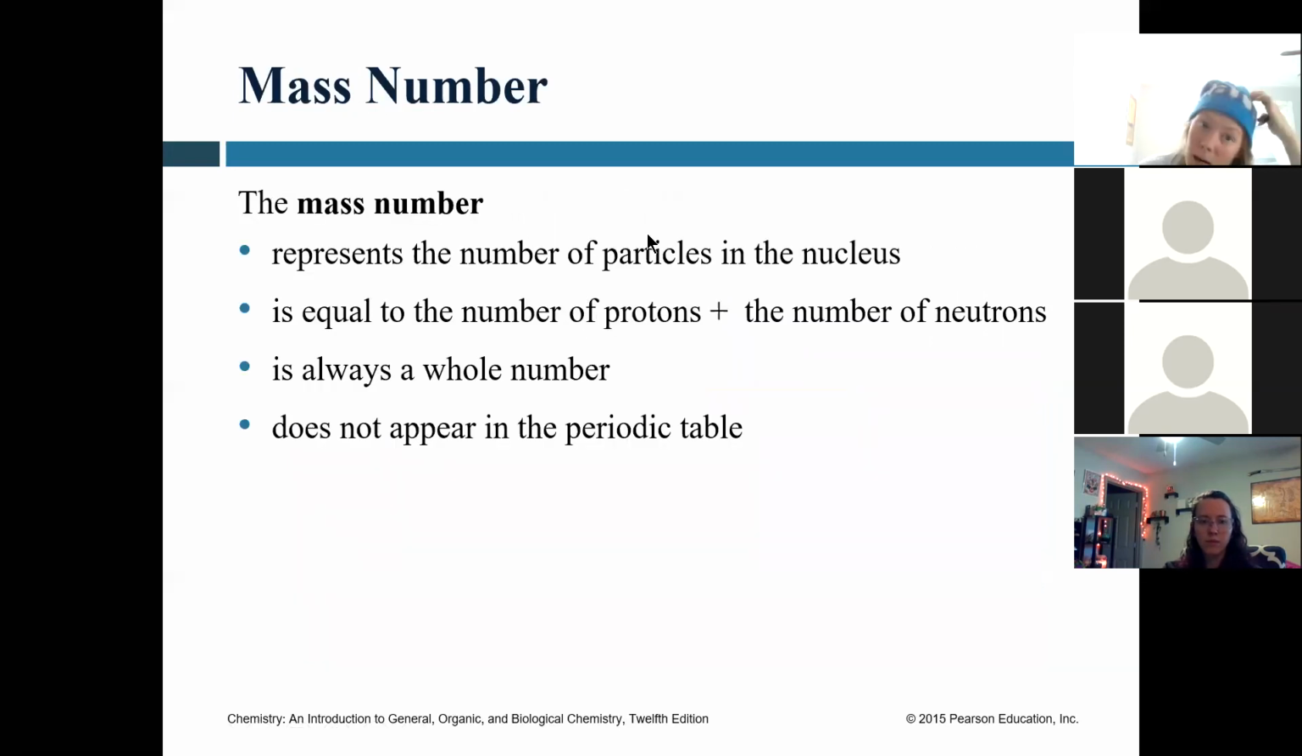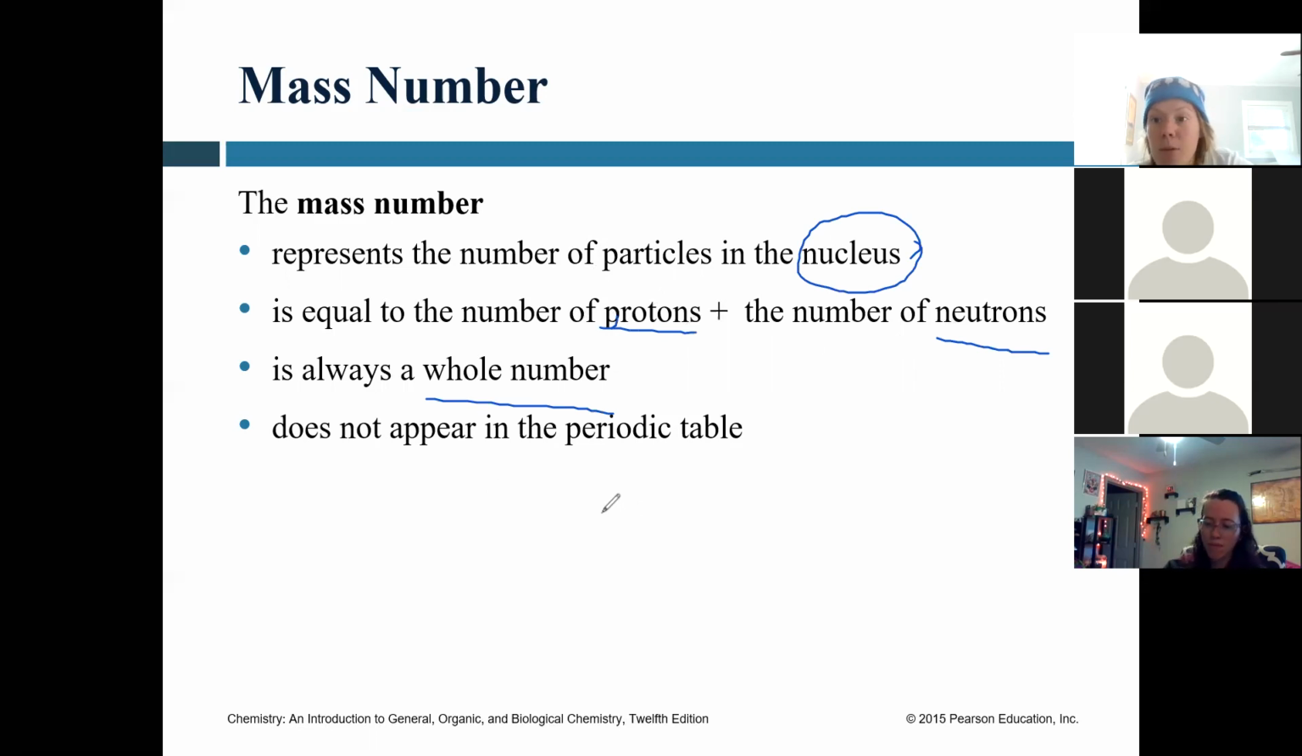Okay, so the mass number represents the number of particles that are in the nucleus. Because remember, all of the mass is coming from the nucleus. The electrons don't give us mass. So it's equal to the number of protons plus the number of neutrons. The whole number does not appear on the periodic chart. You will see a decimal number on your periodic chart that I'll refer to as the atomic mass. That's the average atomic mass of all the isotopes. We'll talk about why it's a decimal. But if we're talking about just the mass number of one isotope, it should be a whole number.